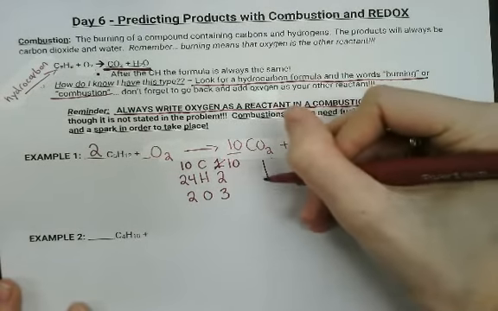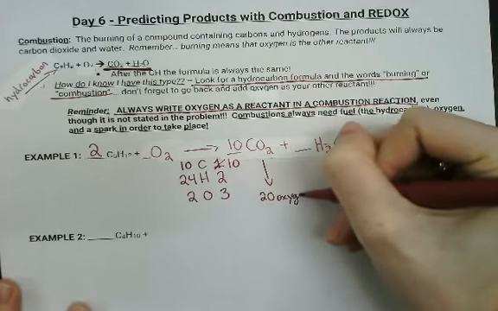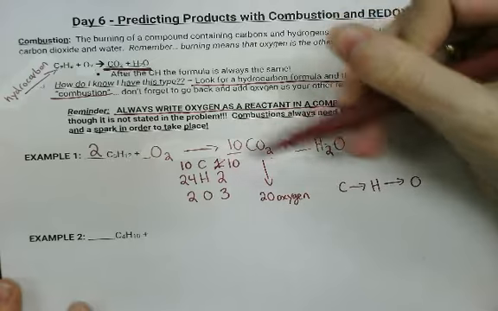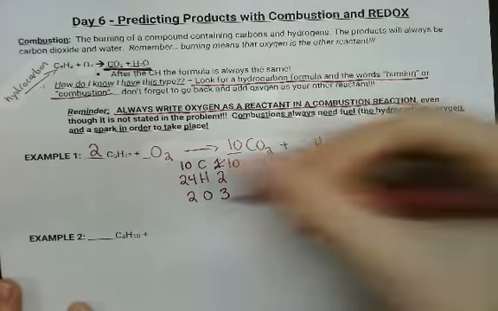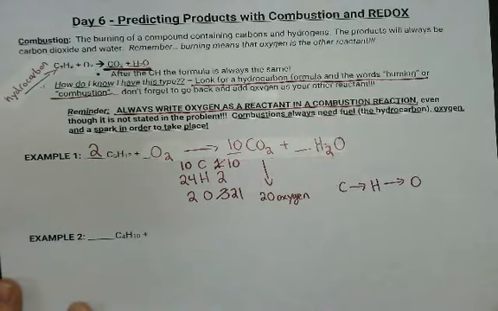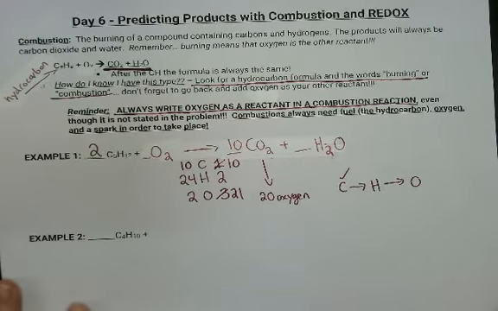So now I have 20 oxygen coming from this part of my equation, and this one other oxygen over here. So at the moment I have 21 oxygen. So we have now balanced our carbons. Next up, we're going to balance our hydrogen.